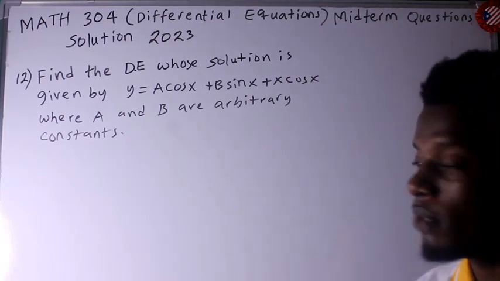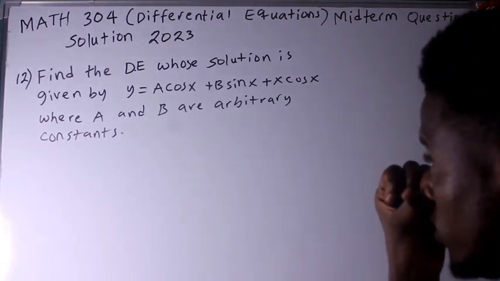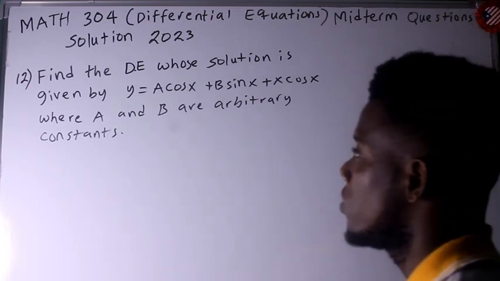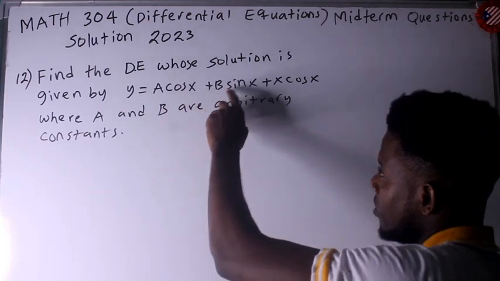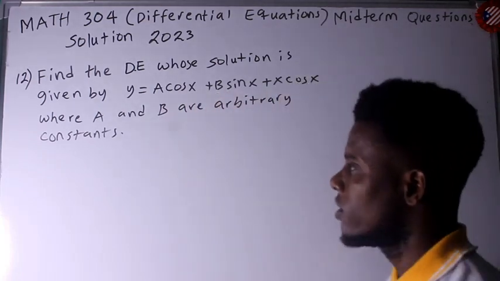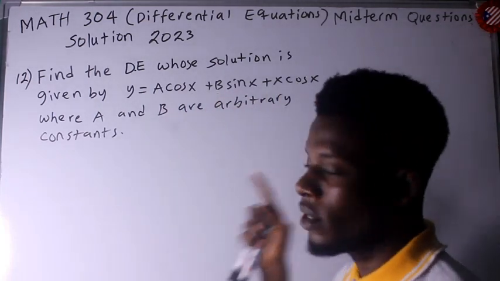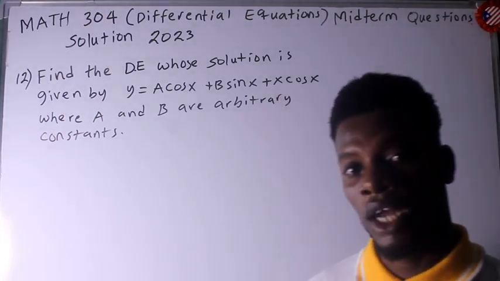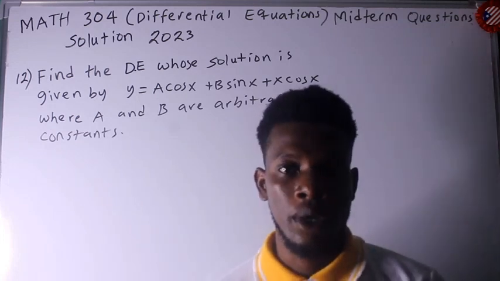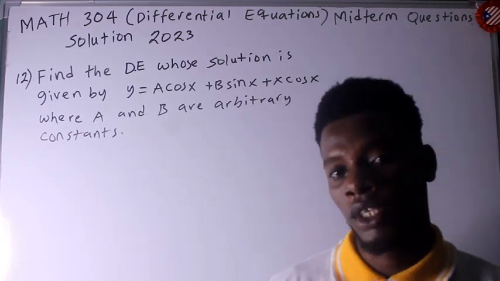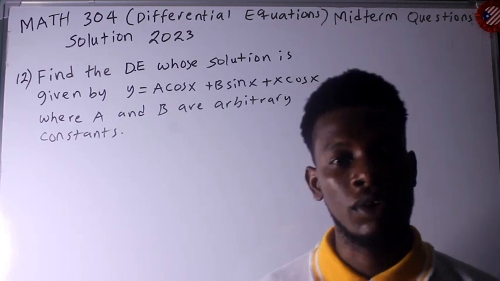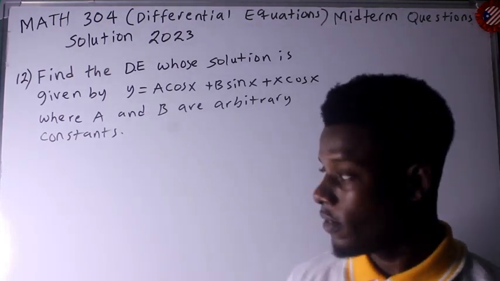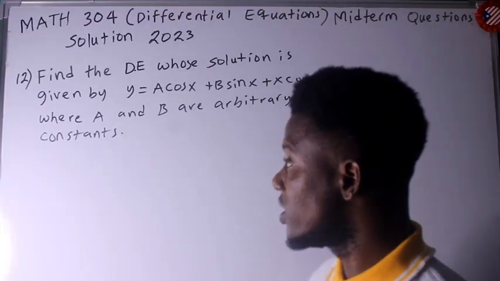Question number 12 on this midterm paper says we should find the differential equation whose solution is given by y equals a cos x plus b sin x plus x cos x, where a and b are arbitrary constants. Again, we said that arbitrary constants are constants whose values can change, but there's a difference between an arbitrary constant and a constant. Pi is a constant, but it's not an arbitrary constant. Great. So we move directly to this problem.